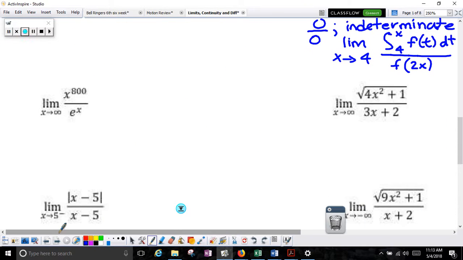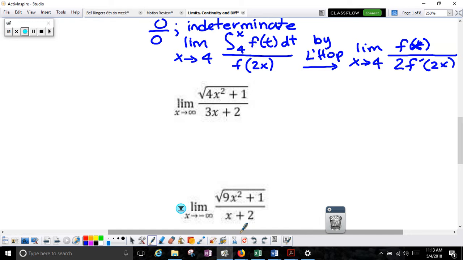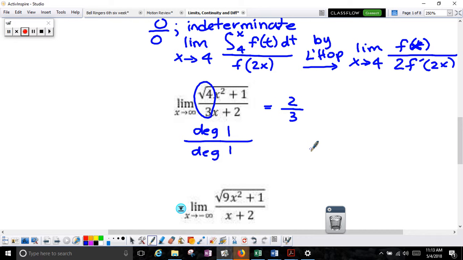Okay, I think we're going into some limits to infinity. We're looking for which function grows faster, the numerator or denominator. The first one, the denominator grows faster, so our limit is 0. This one, if we look at the degree, which is the largest exponent, in the numerator we have degree 1. Likewise, in the denominator, we also have degree 1. So if we have the same degree in the numerator and denominator, we look at the ratio of the leading coefficients. That's 2/3, because the 4 is under square root.